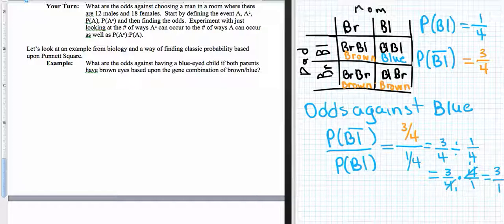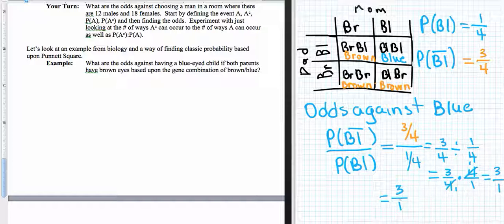And remember that one of the ways that we can create that is by saying, how many ways can blue not happen? 3. How many ways can blue happen? 1. And the odds against blue happening is 3/1, therefore. And that's exactly what we got by going at it by the probabilities.